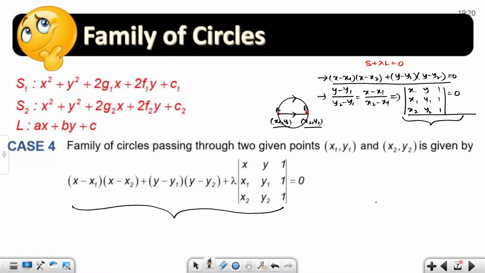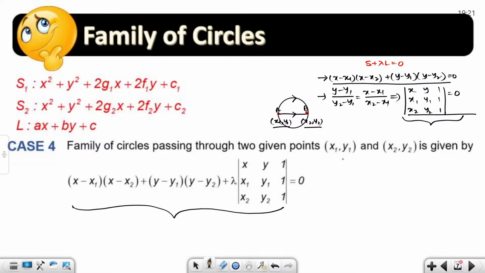Am I correct or not? Yes or no, please tell me. Absolutely correct. So whatever condition is given to us, I am only thinking about two things: the equation of a circle and the equation of a line, intersecting at two points. I will find the family of all the circles passing through the point of intersection of this line and this circle. That's exactly what my motto was.